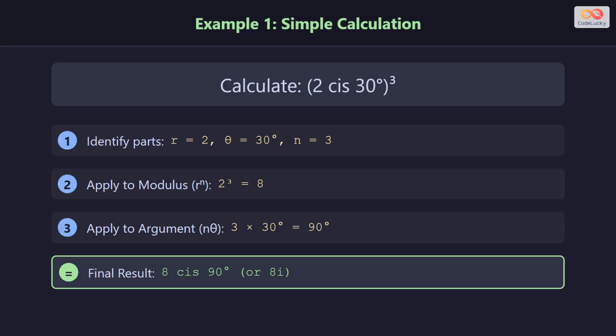Let's try a simple example. Calculate (2 cis 30 degrees) all cubed. First, we identify that r is 2 and theta is 30 degrees. We cube the radius to get 8. Then, we multiply the angle 30 degrees by 3 to get 90 degrees. The result is 8 cis 90 degrees.